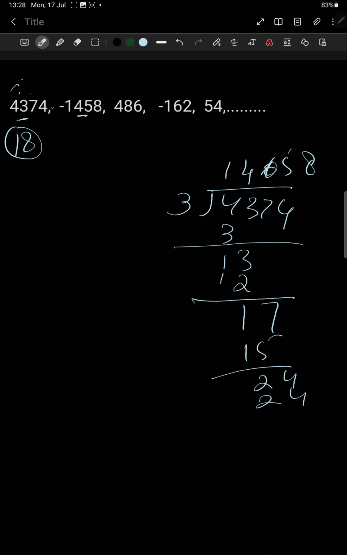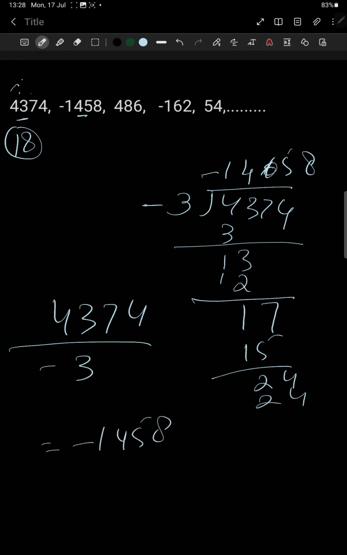But how to get the negative sign? So obviously we will have to divide by -3 to get the negative sign. So we will divide by -3, we will get the negative sign over here. For instance, 4374 divided by -3 will give us -1458. So the next term over here is -1458. So it means it is going to be divided.